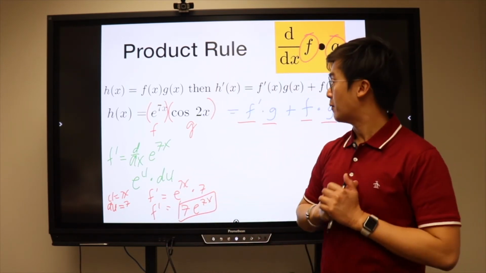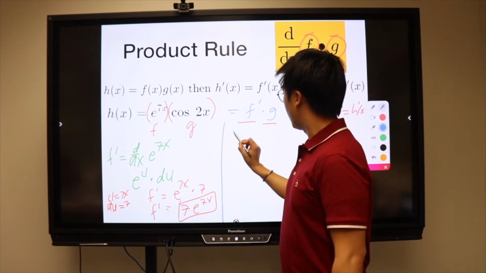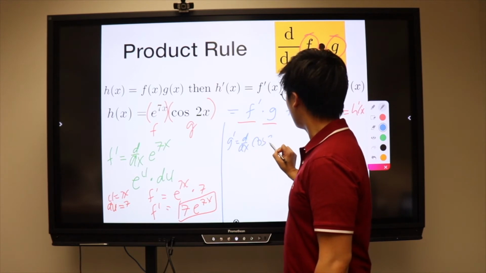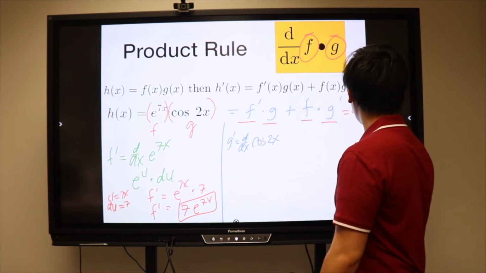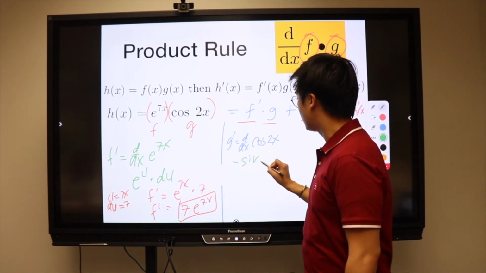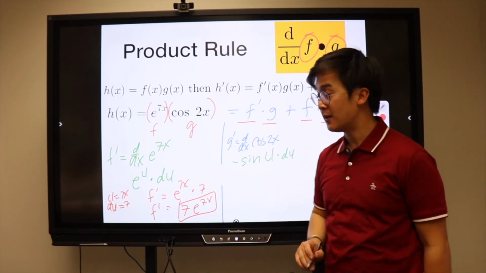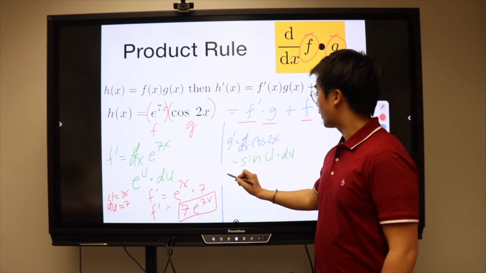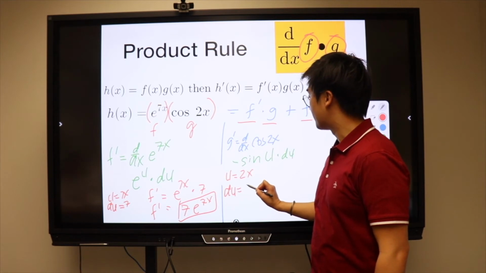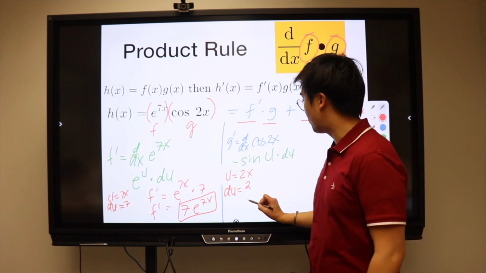So we're done with the f prime. We just need to find the g prime because we need that in the formula. G prime is the d/dx of cosine 2x. And what is the formula for finding the derivative of cosine 2x? Tell me. Negative sine u times du. Alright, always write the formula so that you will know where you're heading. Your u is 2x. Your du is 2.